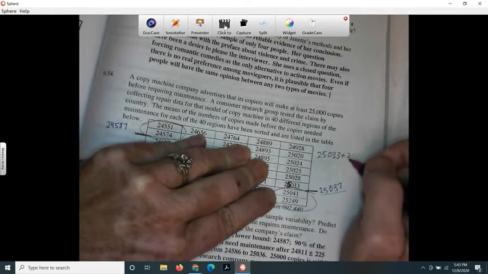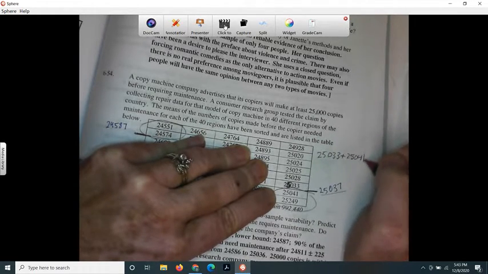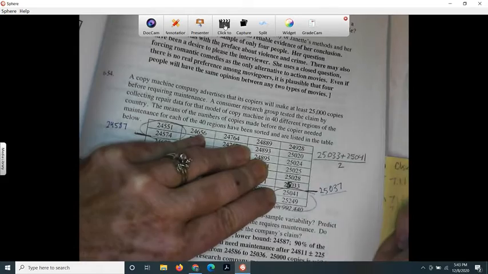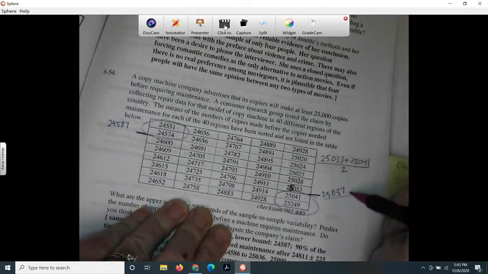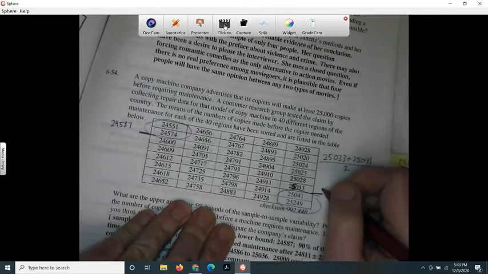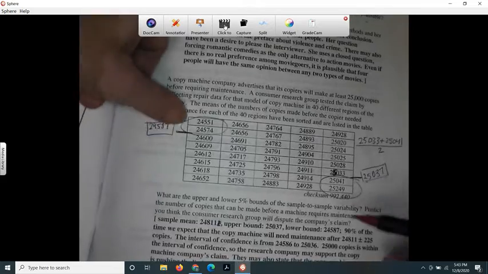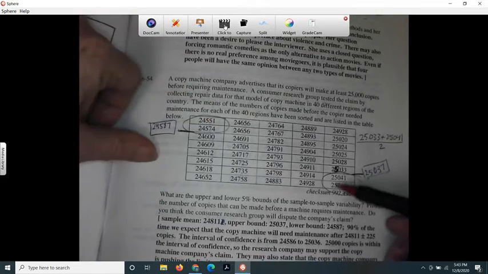25033 plus this number. Okay, if I put that in my calculator, I get this. That's where this number came from. So this number is my upper bound, and this number is my lower bound. It's the place where I chopped off the 5% off the two ends.